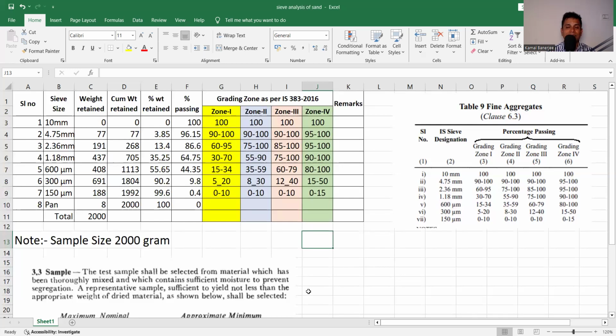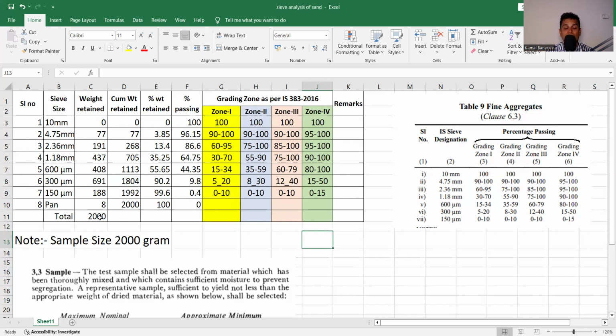In this video, I will not discuss how to do the sieve analysis, because everyone knows what sieve analysis is and how to do it. Let's discuss how we can calculate and how we can say that this is zone 1, this is zone 2, this is zone 3, and this is zone 4. So what are my sieve sizes? 10 mm, 4.75 mm, 2.36 mm, 1.18 mm, 600 micron, 300 micron, and 150 micron.